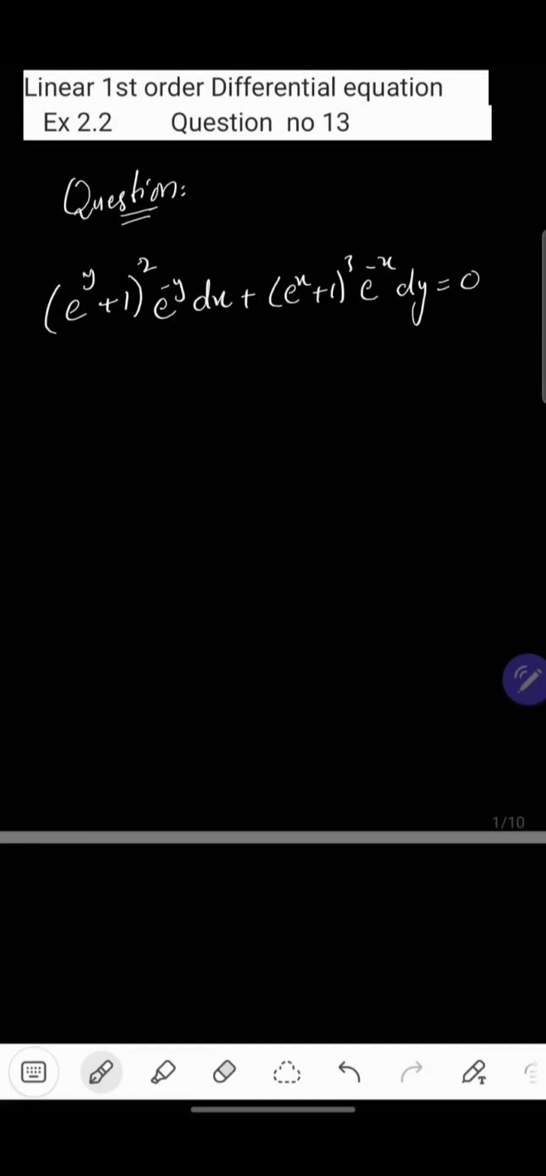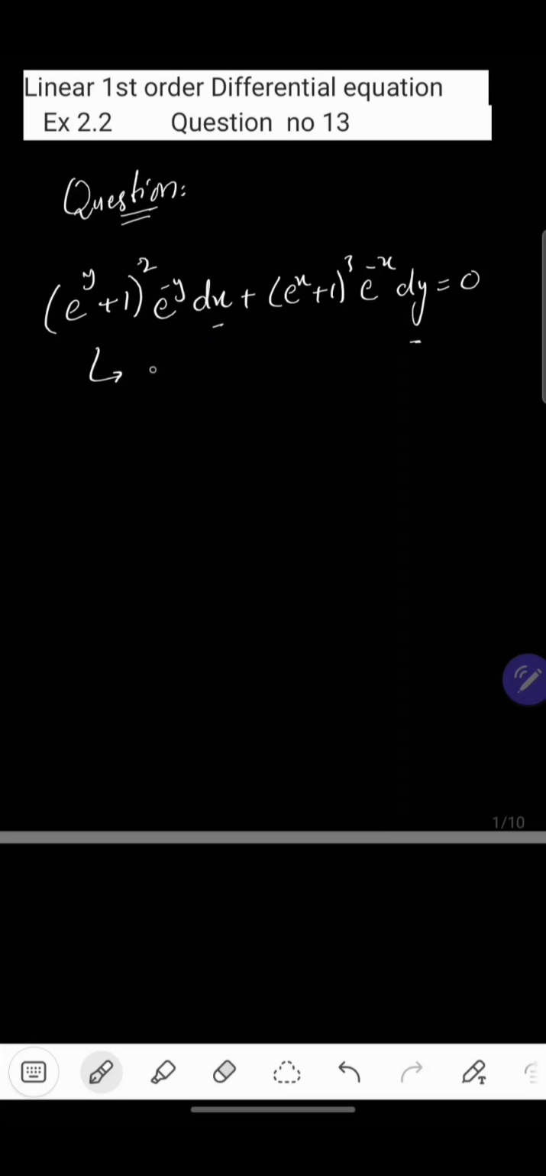Today we will solve question number 13 of exercise 2.2. The question given is a differential equation: (e^y + 1)^2 e^(-y) dx + (e^x + 1)^3 e^(-x) dy = 0. Now this is a differential equation because here dy is present and here dx is present.